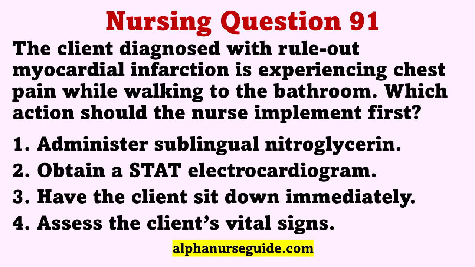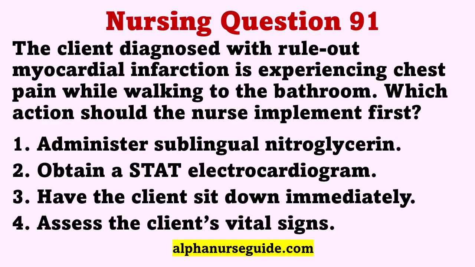The client diagnosed with rule-out myocardial infarction is experiencing chest pain while walking to the bathroom. Which action should the nurse implement first? 1. Administer sublingual nitroglycerin. 2. Obtain a stat electrocardiogram. 3. Have the client sit down immediately. 4. Assess the client's vital signs.